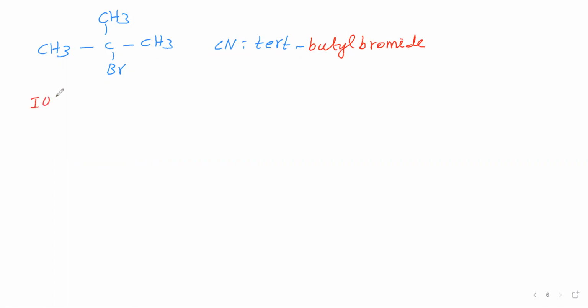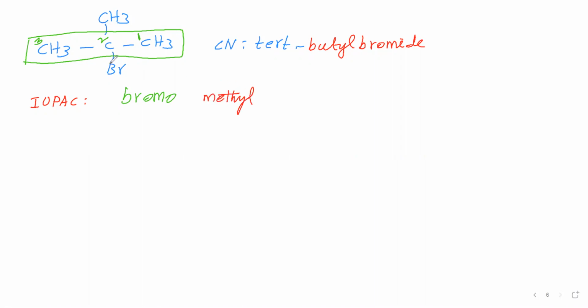Then we will see the IUPAC name. For the IUPAC name we have to select the parent chain, and for the parent chain we have to give the numbering. Here number 1, number 2, number 3. Now we have to say the name. This Br comes as a prefix in the IUPAC name. This name is bromo. Next, the CH3 comes as a prefix because it is a branch. This name is methyl.